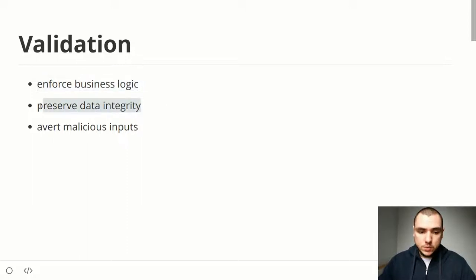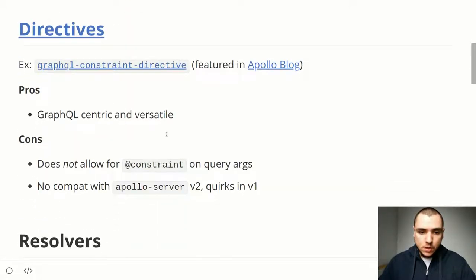The second thing is, of course, preserving data integrity. So we want to make sure that the data stored in our database follows the same exact format across the board. And the last one is to avert malicious inputs. So of course, we can't trust any of the input provided by the client. So we have to make sure that that input doesn't harm our systems or doesn't alter the way that our application is working.